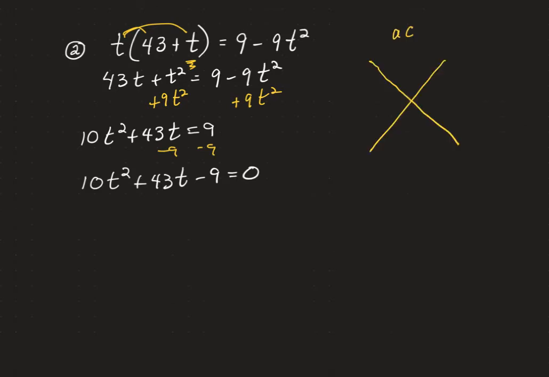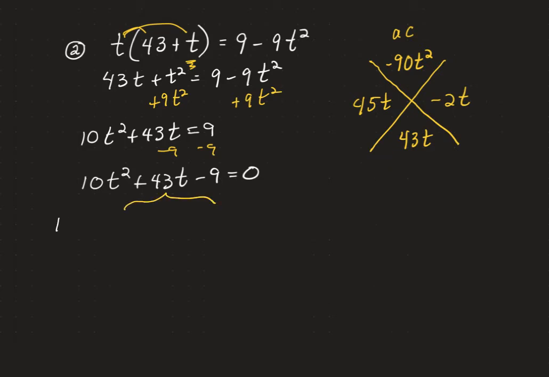There's my big organizational X with AC above it to remind me. I'm going to need to multiply 10t squared times negative 9, and that will give me a negative 90t squared. I want the factors of negative 90t squared that add to give me 43t. Okay, so thinking about that a little bit, I come up with 45t and negative 2t. The larger one is positive because the sum I'm reaching for is positive.